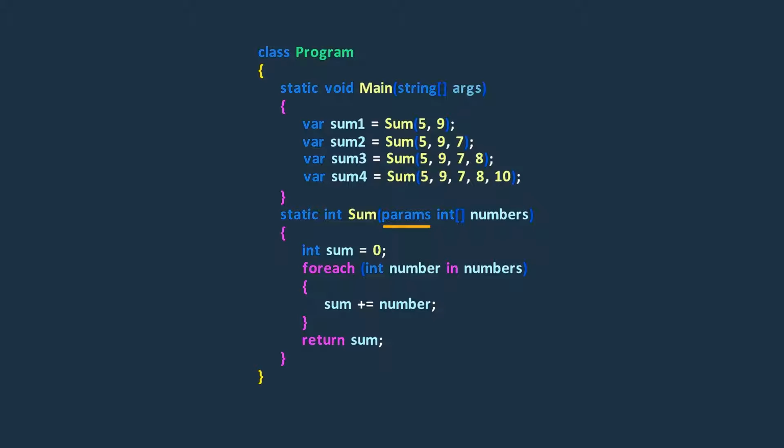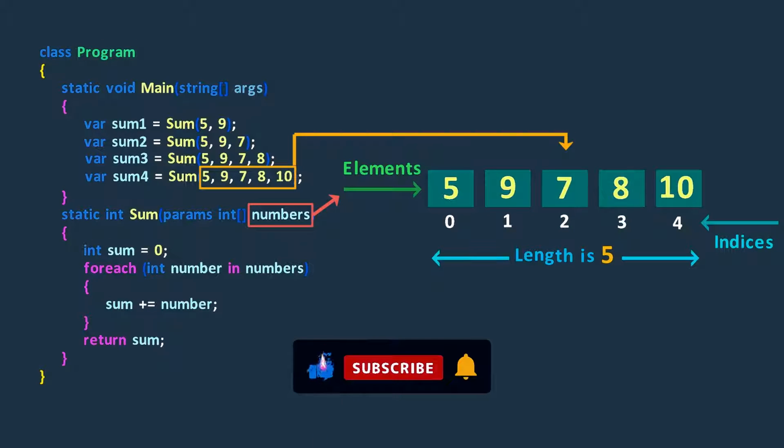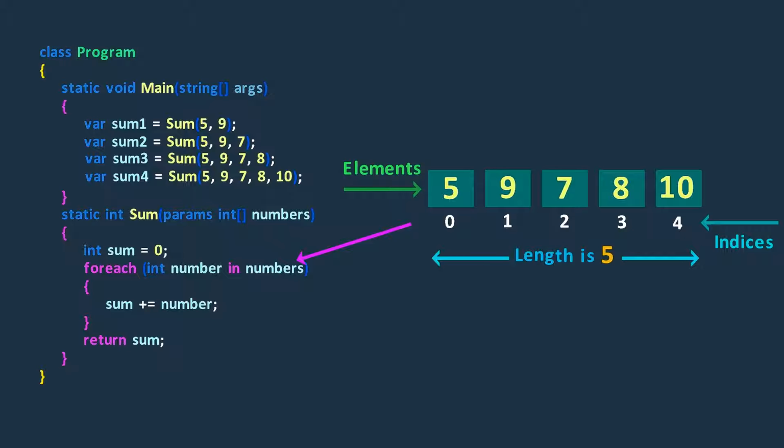All we need to do is define a parameter with the params keyword, followed by an array of the desired type. Then we provide a name for the parameter. This makes the parameter an array that will contain all the number arguments passed into the method. Inside the method, we can loop through the numbers array and add up the values.